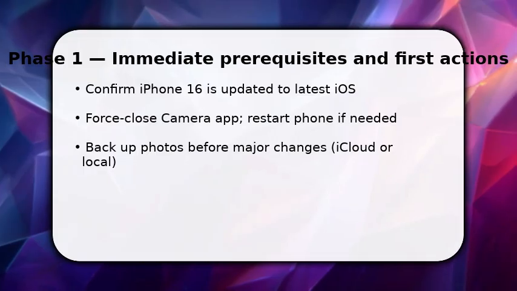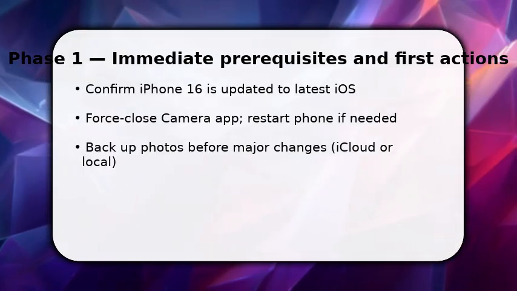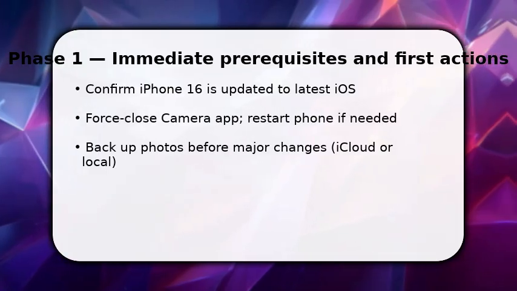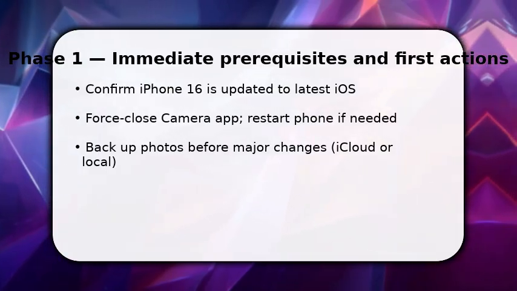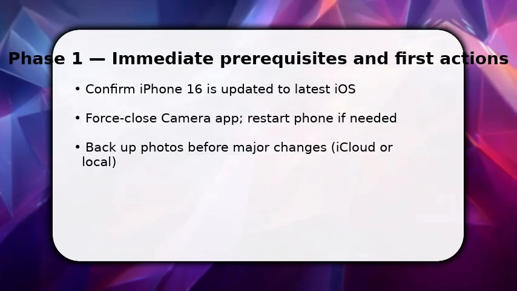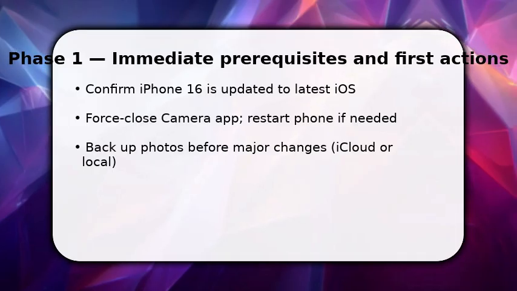You begin by ensuring iPhone 16 software is current because updates often fix camera bugs. Next, force close the camera app and reopen it to clear temporary glitches. If that doesn't change zoom behavior, restart the phone to reset hardware interfaces.